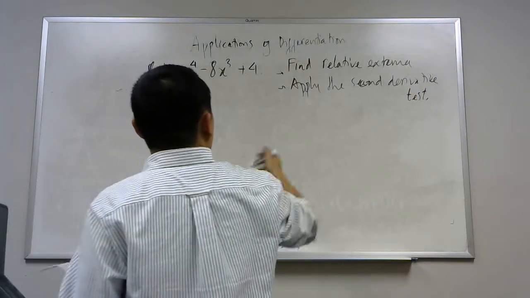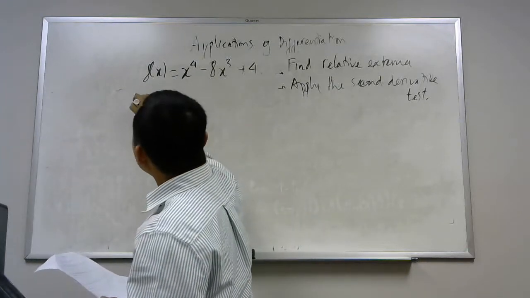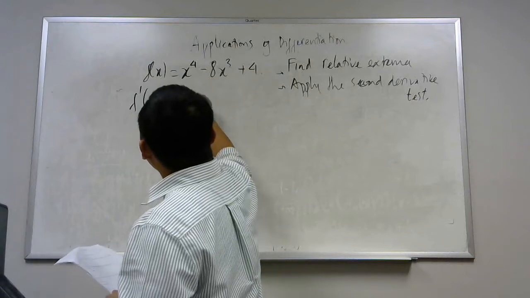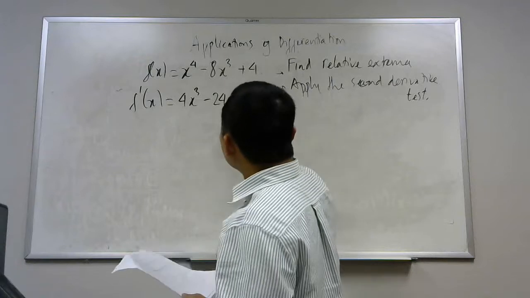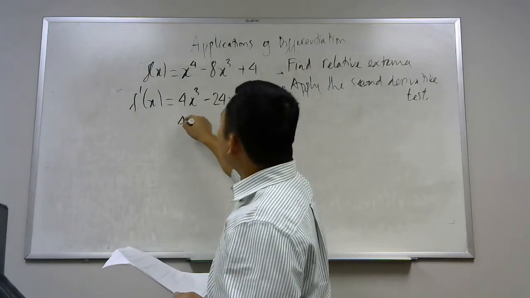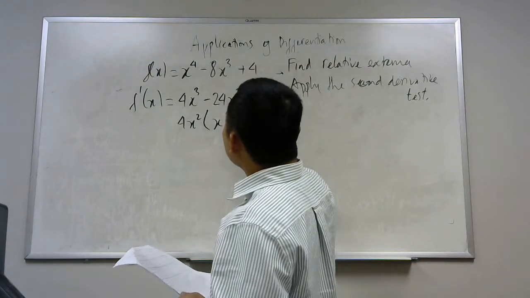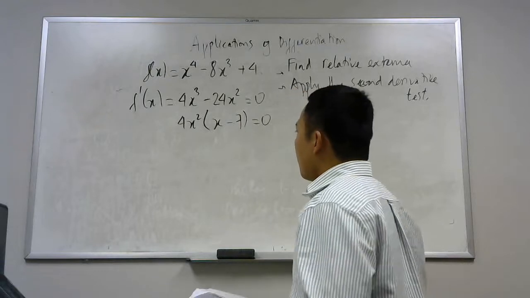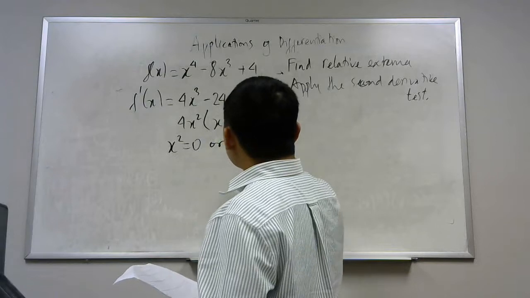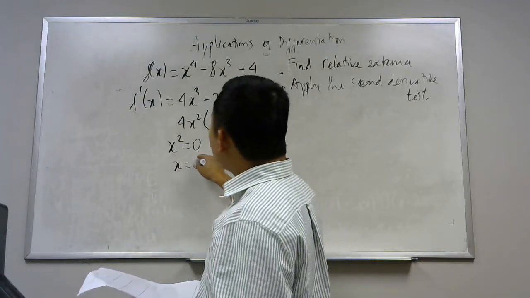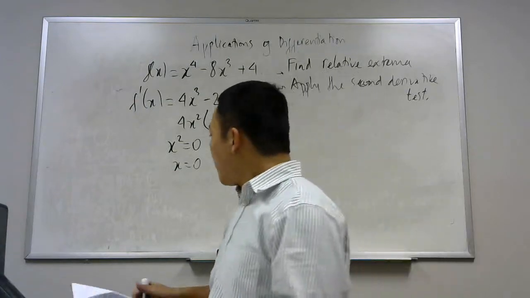Okay, so find all relative extrema. So we need to find all critical points, right? Take the derivative. Equal to 4x cubed minus 24x squared. You set this equal to 0 and you factor 4x squared out, right? You get x minus 6 equal to 0. So from here you get x squared equal to 0 or x minus 6 equal to 0. Then x equal to 0 or x equal to 6. So you have only two critical points, okay? Two critical points.